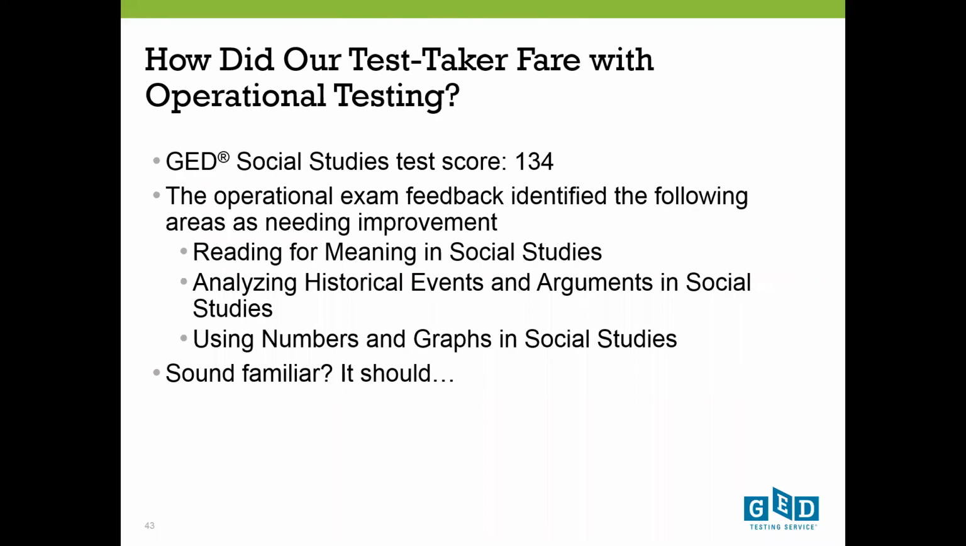Our test taker decided to roll the dice and move forward with taking the social studies test, and he scored a 134. And actually, the identical items that were identified in his GED Ready score are the same items that were identified in his social studies test score report where he received 134. And again, totally consistent with the skills that were highlighted in the GED Ready score report.